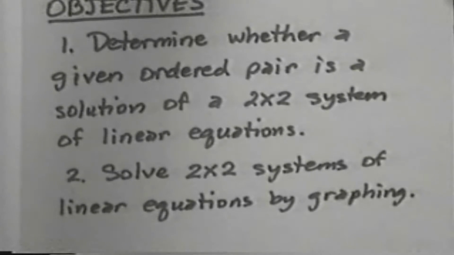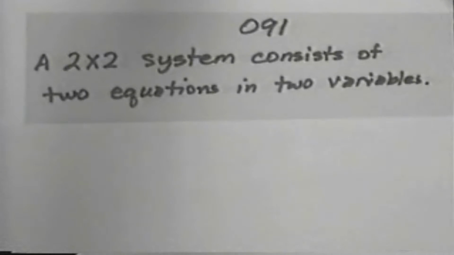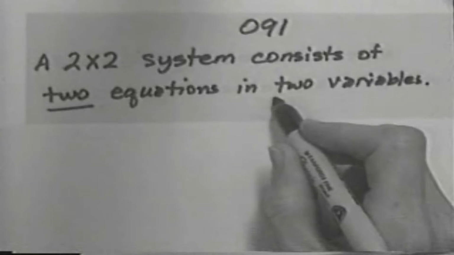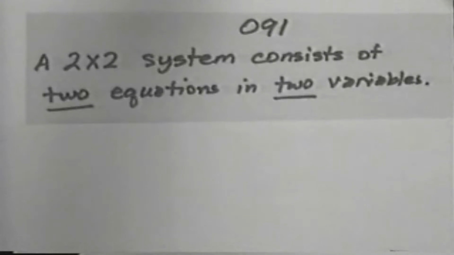Now, what do we mean by 2x2 system? A 2x2 system consists of two equations in two variables. Two equations, two variables. 2x2 system.